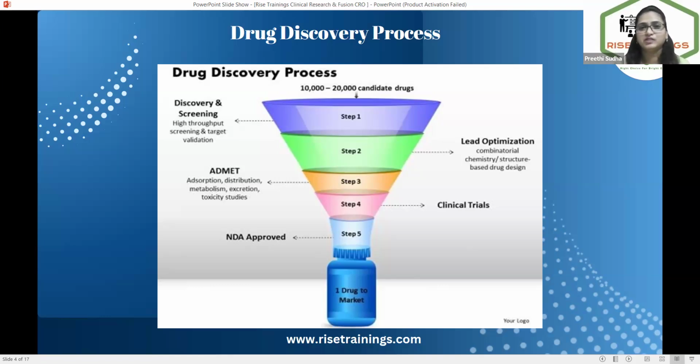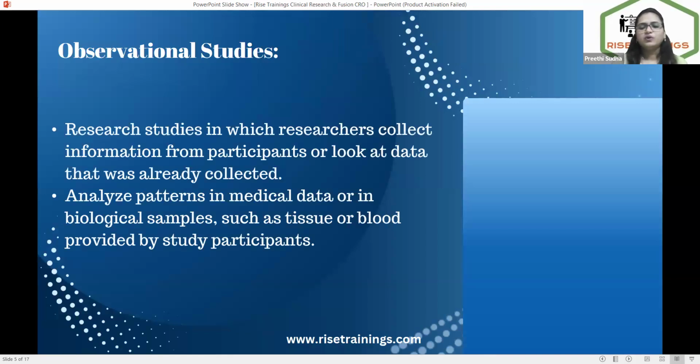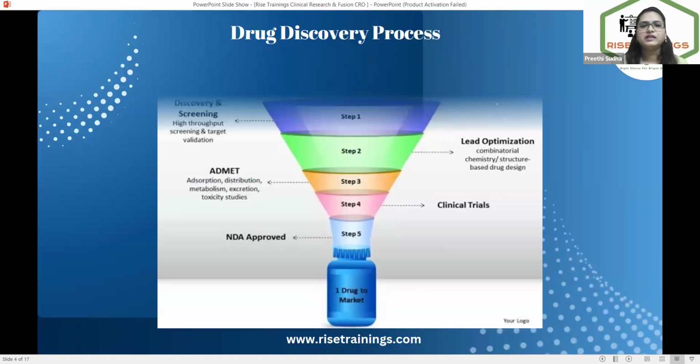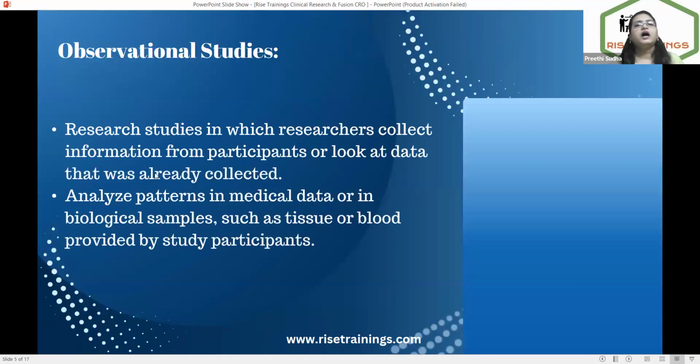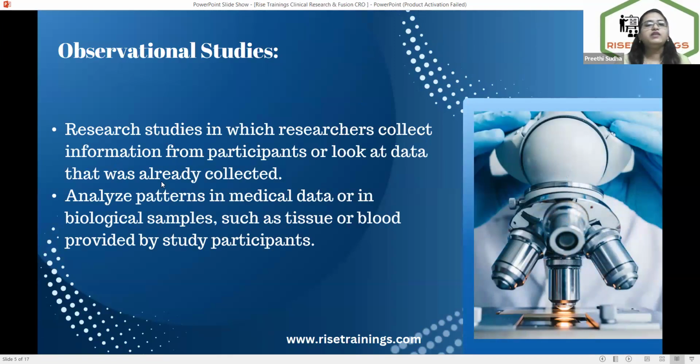You have seen how many years of effort, and not only effort but resources, are invested in this. These are the areas where we can get our jobs. Continuing from the previous point, what are observational studies and clinical trials? Observational studies are research studies in which researchers collect information from participants or look at data that was already collected.